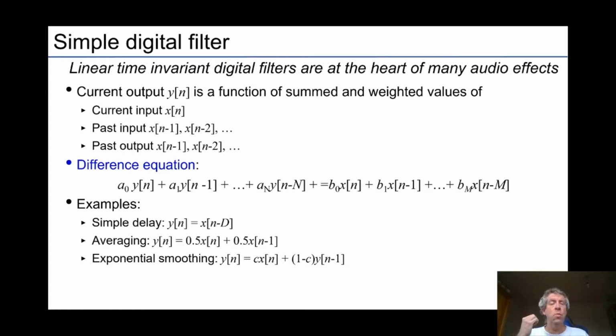So we're not going to focus on the time invariant aspect, but it does mean that time is not an explicit parameter of the filter. And we're not going to focus on linearity. But the basic idea of all of these linear time invariant digital filters is that the current output sample, the output of the filter, is just a function of the current inputs, the past inputs, and the past outputs, all summed together with different weights applied.